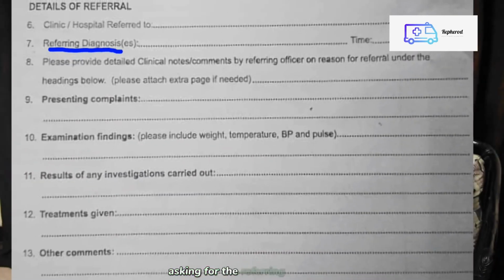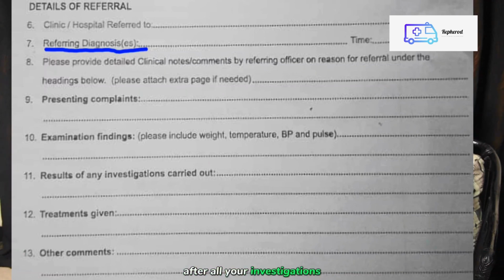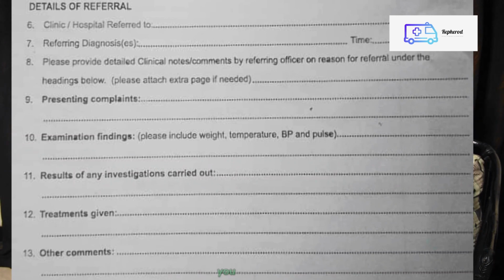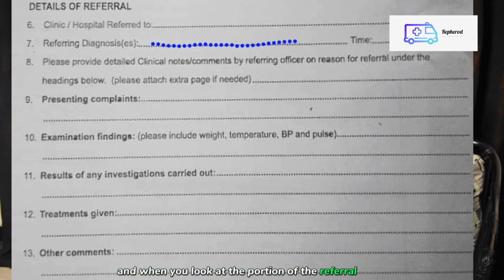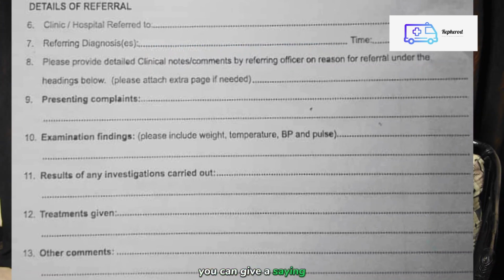And after you input that hospital, they ask you for the referring diagnosis. After all your investigations, you need to know what is happening to this patient and why you are referring this patient. So you put in the referring diagnosis. When you look at the portion of the referral letter where you input the referring diagnosis, it's really scanty. You can't give a lot of information concerning the patient, so you just have to summarize, to the maximum. You put in the referring diagnosis and the reason for referring. Why are you referring this patient?